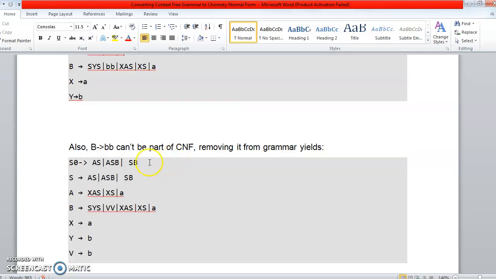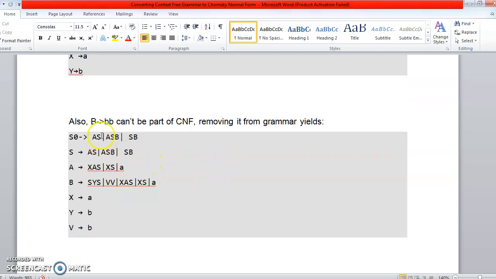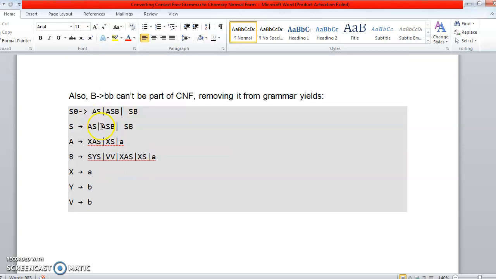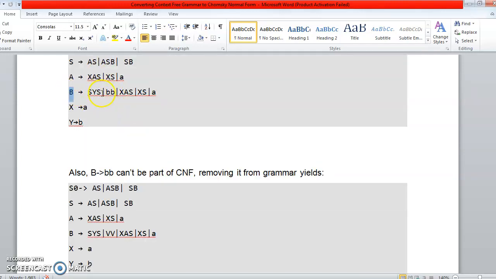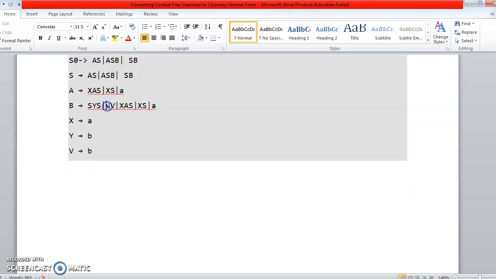Fine. Now here also one discrepancy is there, that is B produces BB. That means we also have to remove this type of production, the mixtures of terminals or non-terminals. Here in the fourth line we find B produces BB. So we have to eliminate this B and B with capital V and V. We have used two capital V.